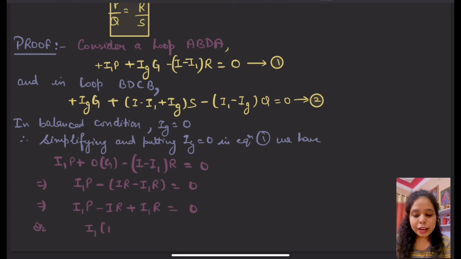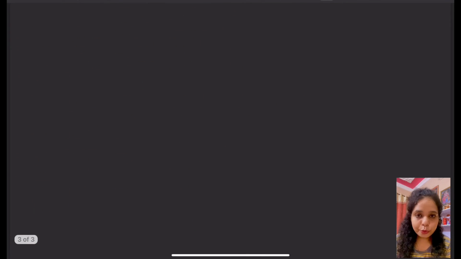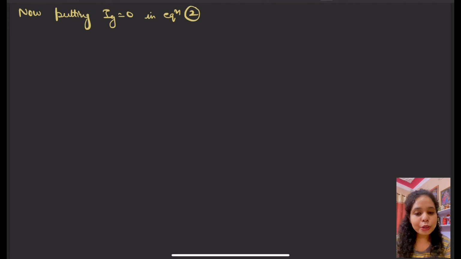Now we have I1 taken common into P plus R is equal to IR. Taking minus IR towards the right hand side, it will become positive. So this is the equation number 3, which is the simplified equation after substituting Ig is equal to 0. Now we will put Ig is equal to 0 in equation number 2 and simplify it as we have simplified equation number 1.